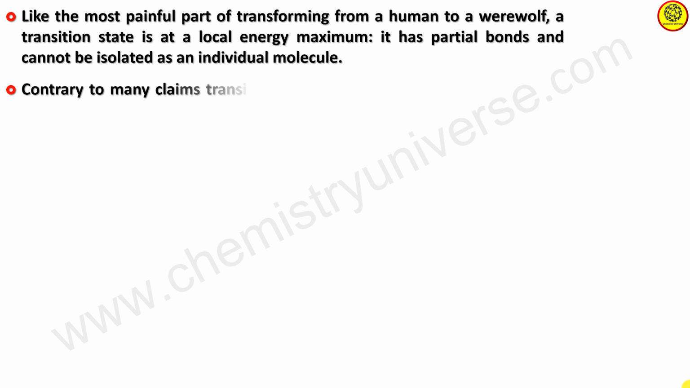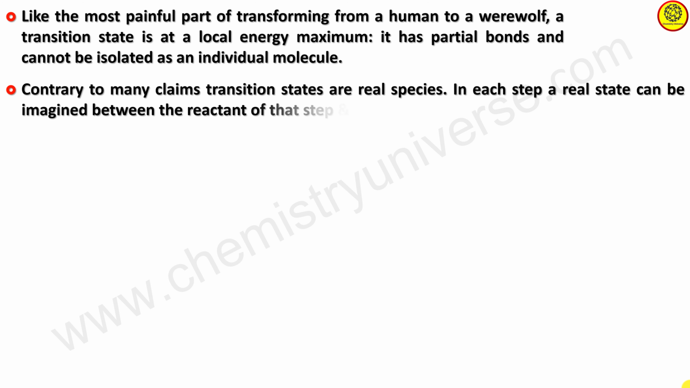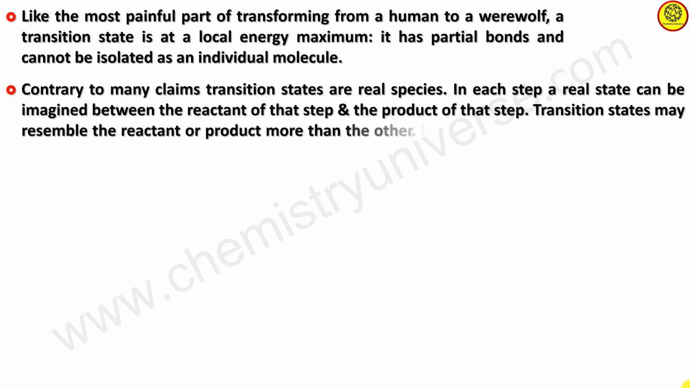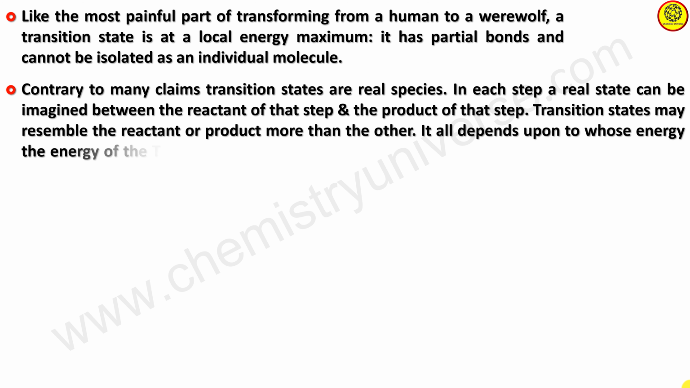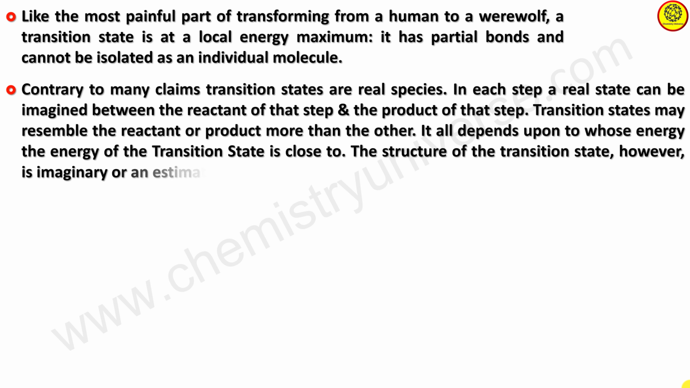Contrary to many claims, transition states are real species. In each step, a real state can be imagined between the reactant of that step and the product of that step. Transition states may resemble the reactant or product more than the other. It all depends upon to whose energy the transition state's energy is closest to. The structure of the transition state, however, is imaginary or an estimation. Its presence can never be proved.